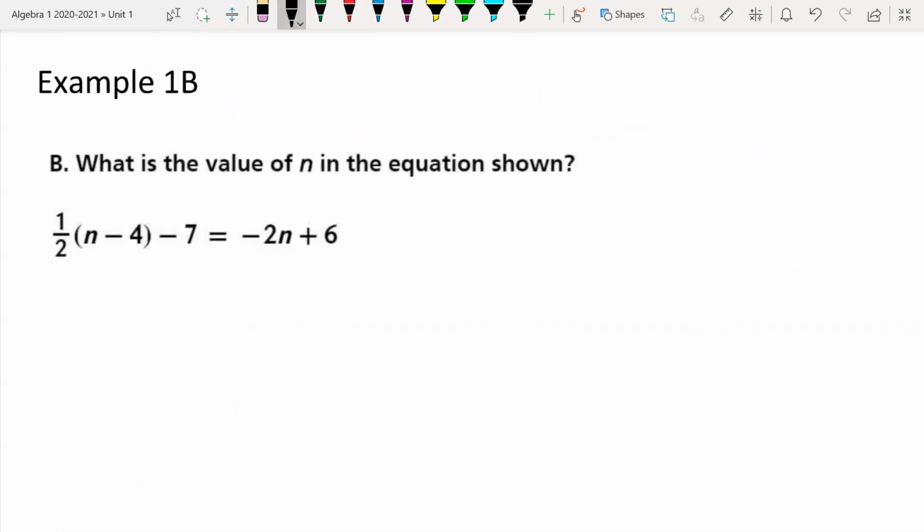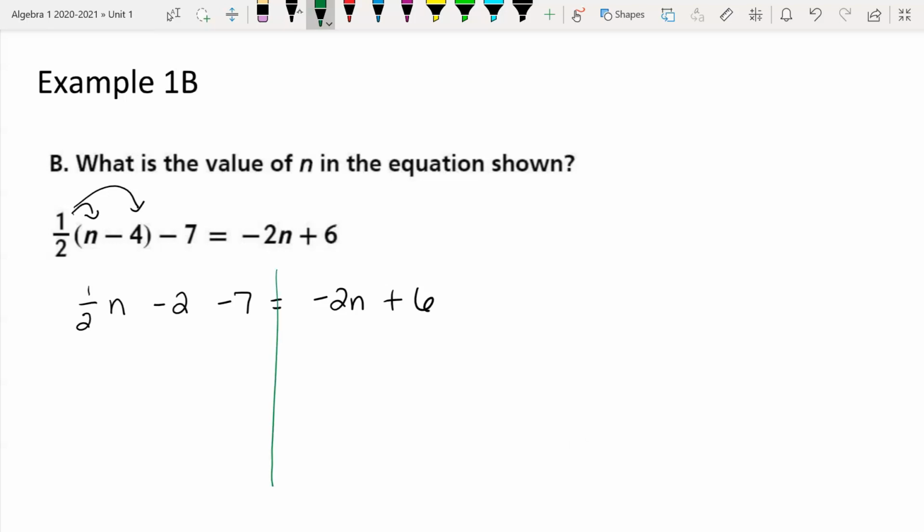All right. So again, following our steps. If you want to pause this and try the problem here, I encourage you to do so. Again, following our steps, we're going to get rid of parentheses, so I need to distribute. So I have 1/2 n minus 2 minus 7 equals -2n plus 6. All right, next step, I'm going to combine my like terms, so I can combine these two on this left-hand side.